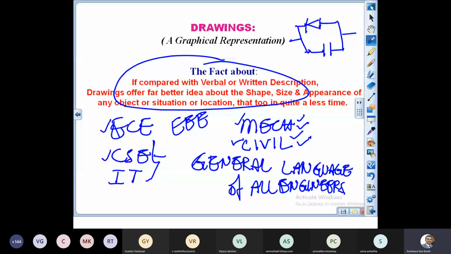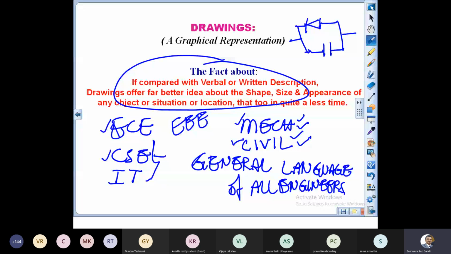Otherwise, then what about CSM, sir? Here I'm giving the general representation of how the graphics will be used. I'm just giving only the difference. For EC and AAA, this is how they will be using.